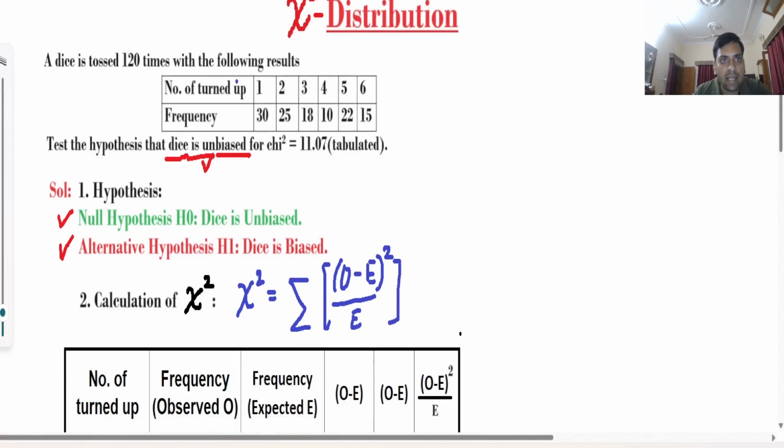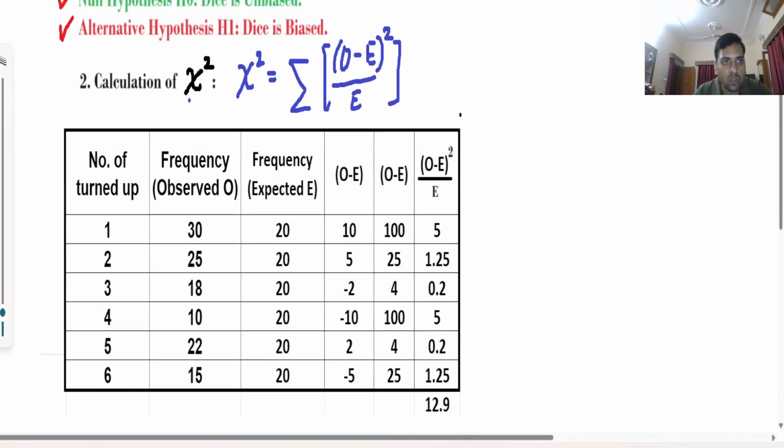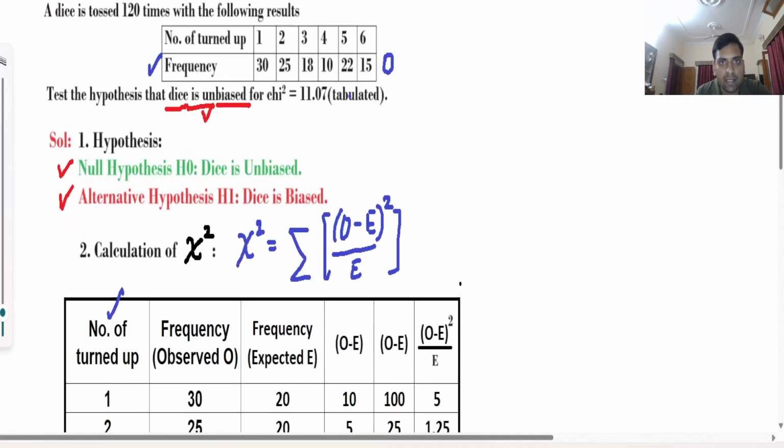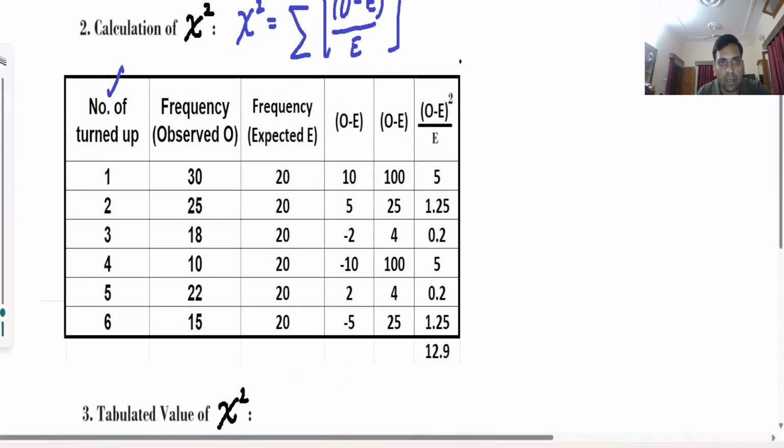In this data set, we have this frequency, which is considered as observed frequency and denoted by O. I have prepared this table. The first column has numbers 1, 2, 3 up to 6, and this is the observed frequency, which is already given in this data set. Now we will add one more column for expected frequency.